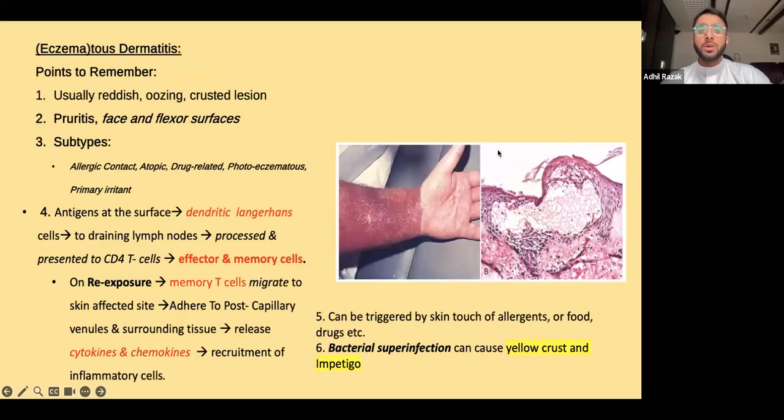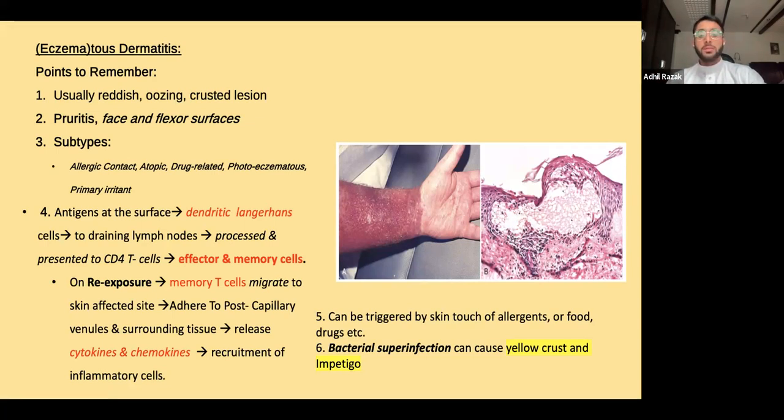So let's talk a little bit more about eczematous dermatitis. The important points being it's reddish, oozing, crusted lesions, pruritus, absolutely, and it usually affects the face or the flexor surfaces like your cubital fossa, as mentioned earlier. There are different subtypes under eczematous dermatitis, like allergic contact, atopic, drug-related, photoeczematous because of sun, and primary irritant, such as using a specific product like bleach or detergent, which could lead to eczematous dermatitis.